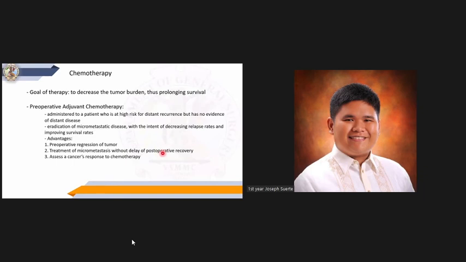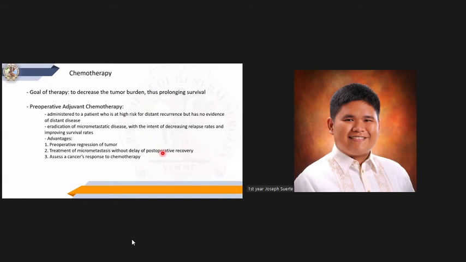So next is our chemotherapy. So the goal is also to decrease the tumor burden and prolong survival. So we have our preoperative adjuvant, otherwise known as your neoadjuvant chemotherapy. So it is administered to a patient who is high risk for distant recurrence but has no evidence yet of distant disease. It is to eradicate micrometastatic disease with the intent of decreasing relapse rates and improving survival.